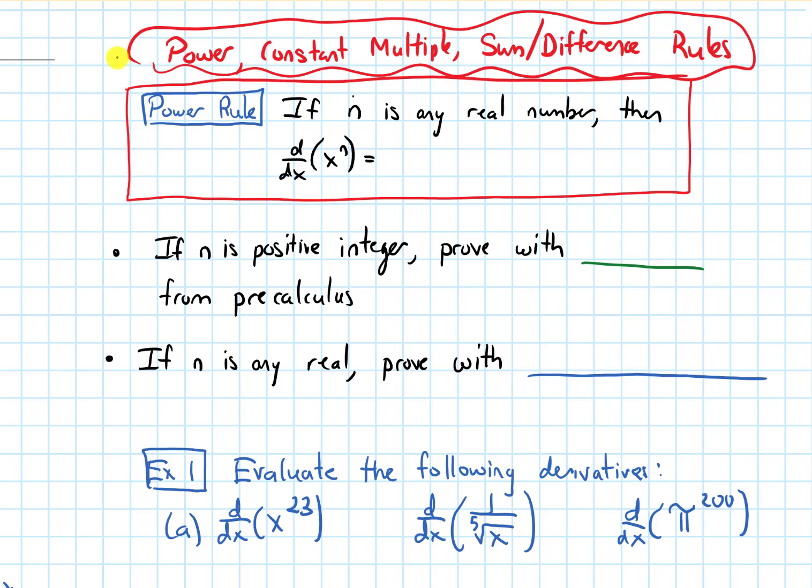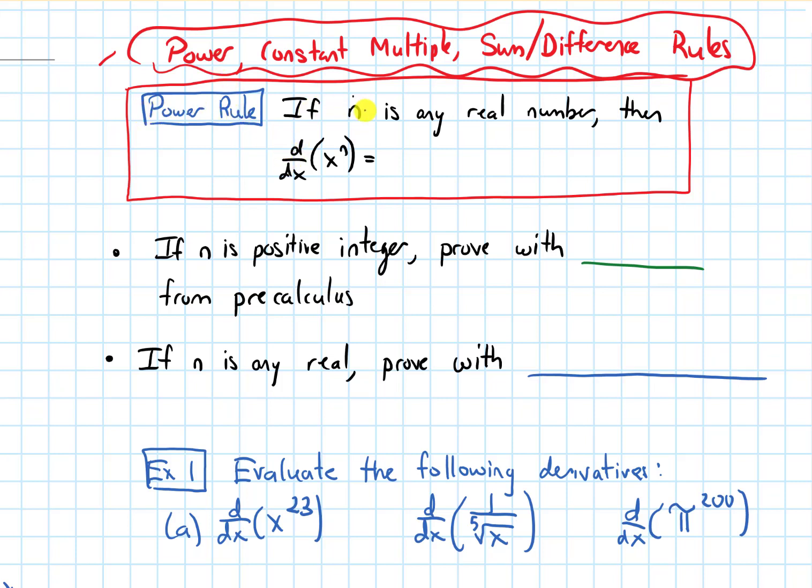In this video, we will talk about the power rule, the constant multiple rule, and the sum and difference rules. So these are going to be some derivative shortcuts that let us more quickly evaluate derivatives rather than having to use the limit definition each time we want to compute a derivative. So let's start with the power rule.